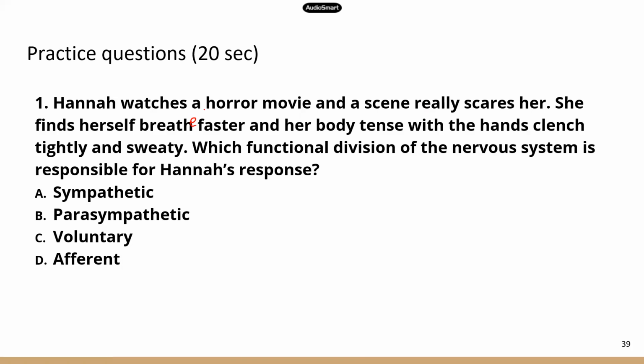So you can see this is kind of like responses that a person goes through in an emergency situation, right? Because you're really scared. So this is going to be a fight or flight response, which is generated by the sympathetic nervous system. So the correct answer is A.